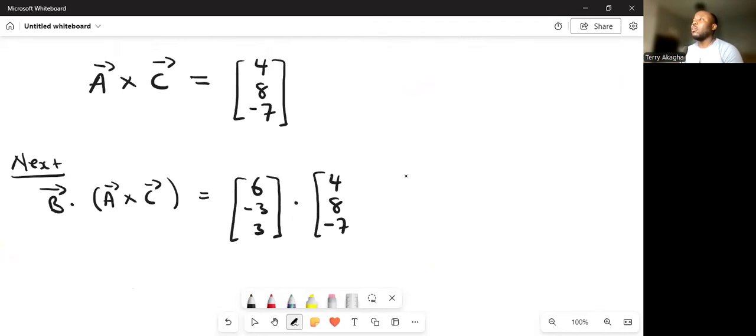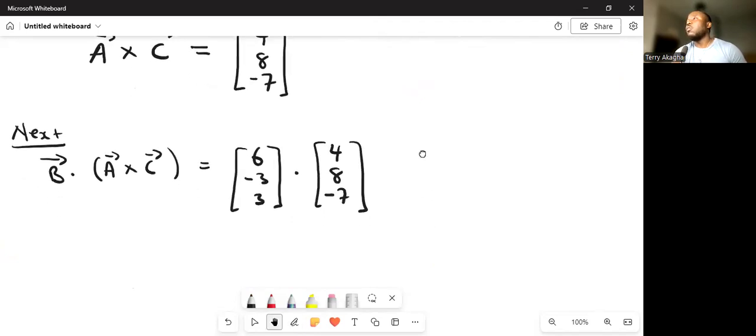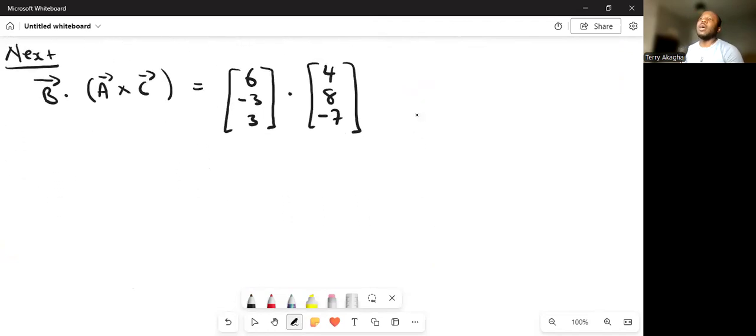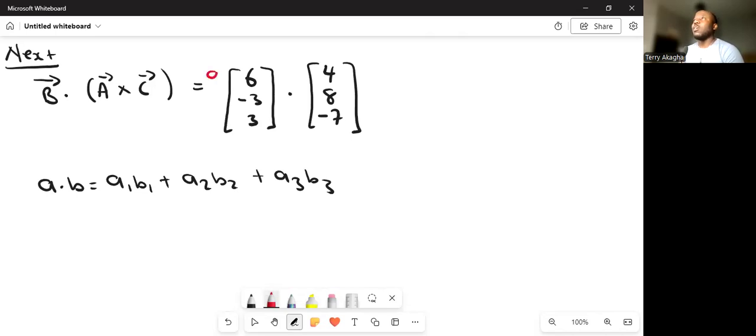and minus 7. If you remember from the previous video, we talked about the dot product, where I told you that A dot B is equal to A1 B1 plus A2 B2 plus A3 B3. I expect that you've gone back to have a look at that. So this is the A1, the A2, the A3 in this case, while this is the B1, the B2, and the B3.